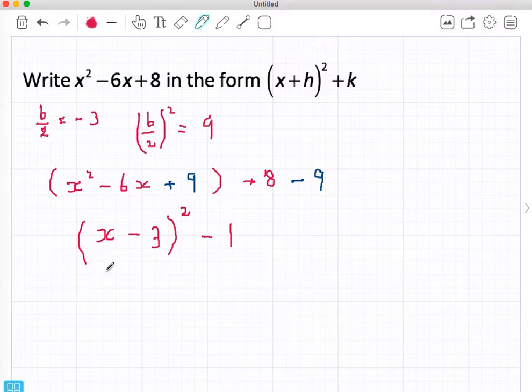One thing to notice is that the number in front here, the a in front of the x squared, is actually 1. And all this will only work with a as 1. If you have a number in front of the x squared, you need to look at the next video, which is completing the square 2.